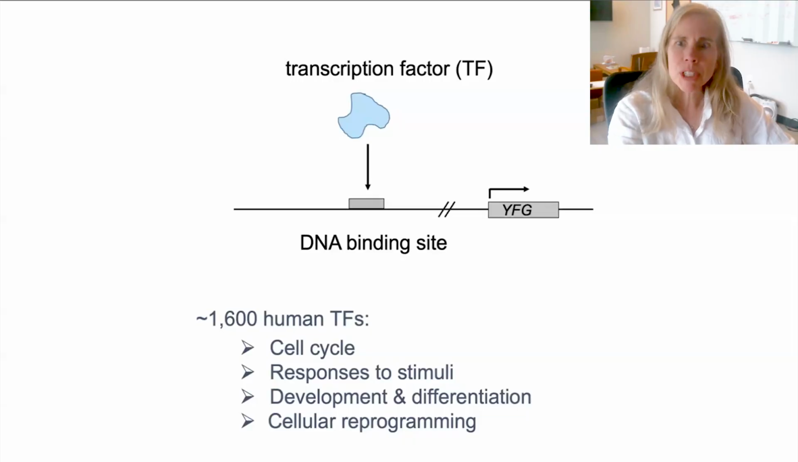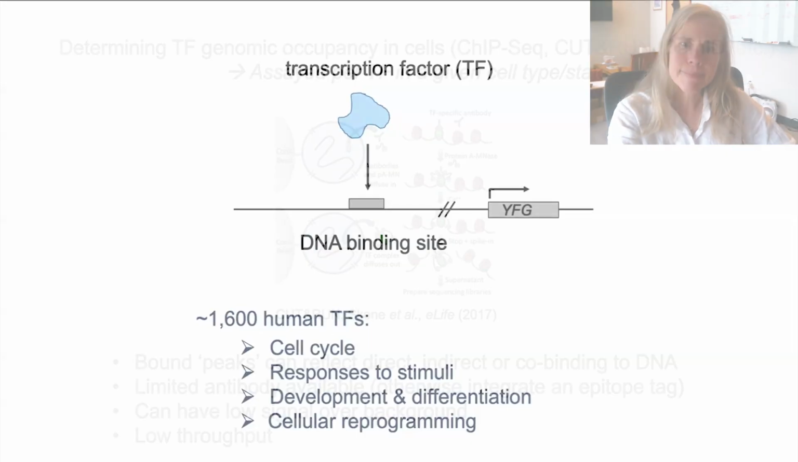My group's research is focused on sequence-specific transcription factors and cis-regulatory elements, which are the regions of the genome that control gene expression. The interactions between these factors and elements play a primary role in controlling gene expression programs throughout the life of an organism and also in various synthetic biology applications. There's about 1,600 human transcription factors, and understanding what controls their binding to their DNA target sites is important for understanding how they regulate a wide range of cellular processes.